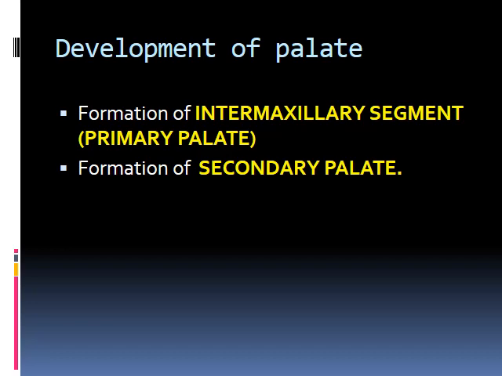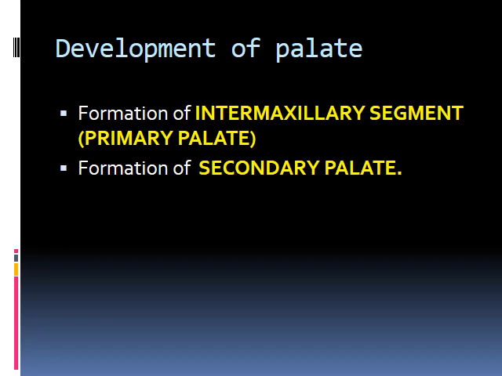Now, development of the face is incomplete if we do not know the development of the palate. As you all know, the palate separates the oral cavity from the nasal cavity. We have got a hard palate on the anterior aspect and a soft palate on the posterior aspect, which contains the uvula. Actually, the hard palate constitutes approximately 90% of the palate.